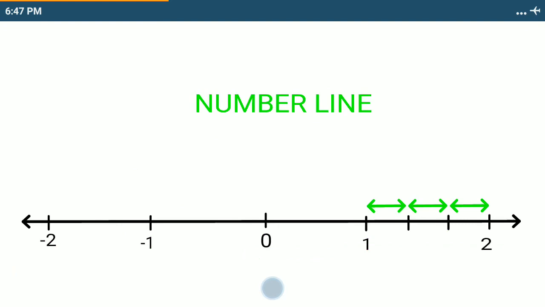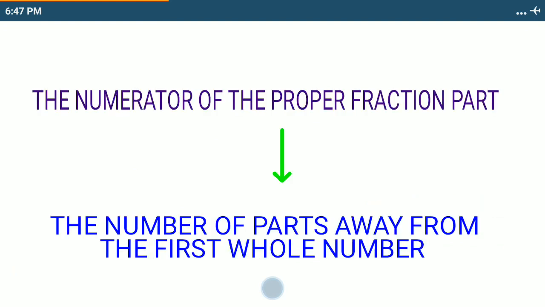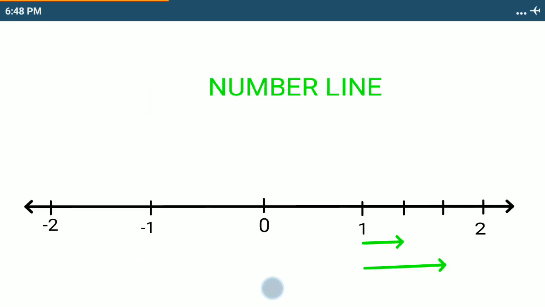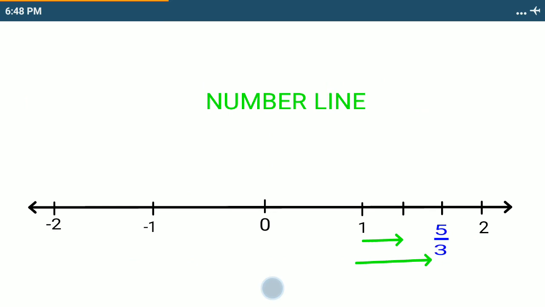Students, the numerator of the proper fraction part tells us the number of parts away from the first whole number. So it is 2 parts away from 1. So we mark 5 by 3 here.